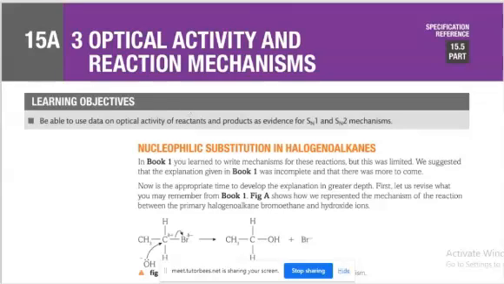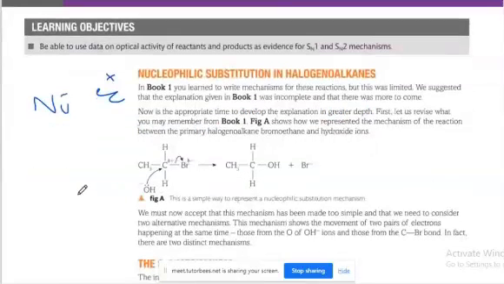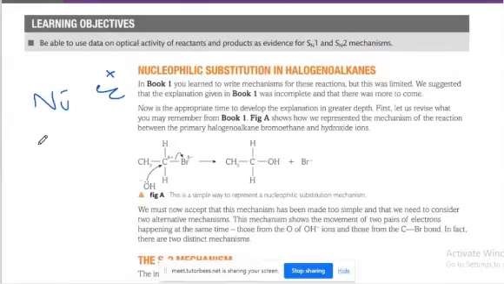They are generally written as Nu negative, because the negative charge tells us that they are electron rich, they are nucleus loving, and electrophiles are represented as E positive, which means that they are electron deficient. Now you can come up with different examples. For example, Cl negative is a nucleophile. Hydroxyl (OH negative) is the most common example of a nucleophile used in different chemical reactions.